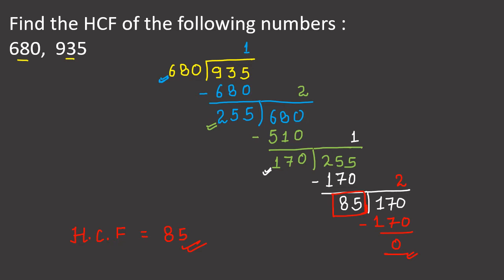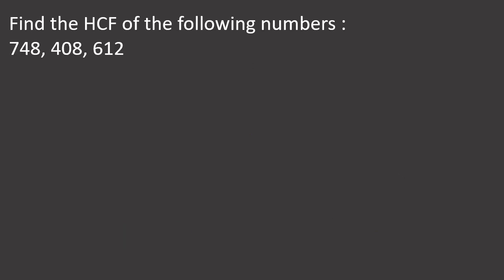This is the answer. In the next question, three numbers are given to us: 748, 408 and 612. We have to find out the HCF of these three numbers using long division method. But we know that we can divide only two numbers at a time. So here also we will take two numbers. Any two you can take. Here we are taking 748 and 408. And we will find out their HCF in the same way as we did in the previous question.